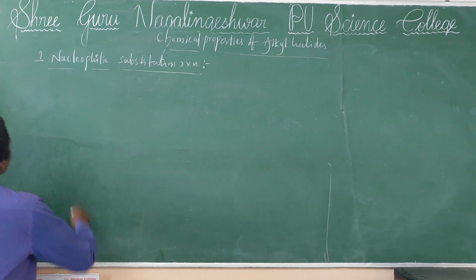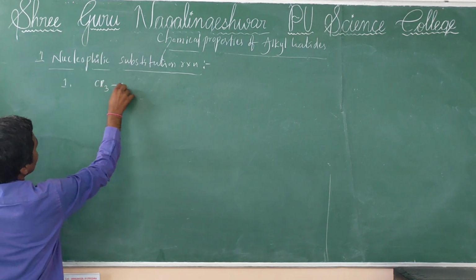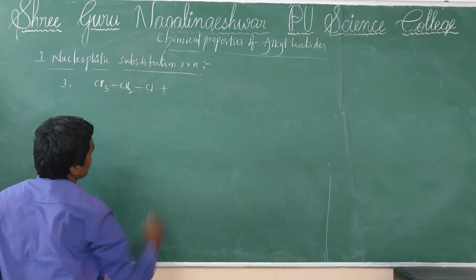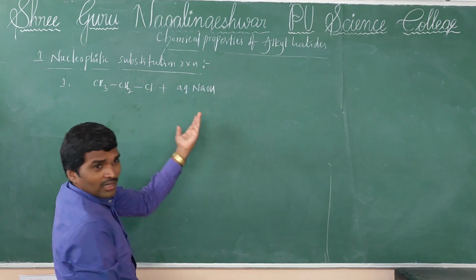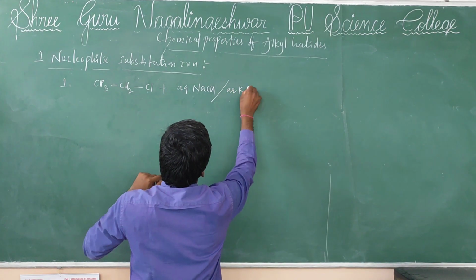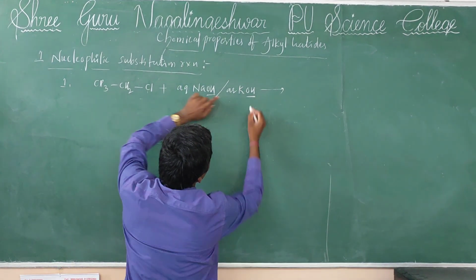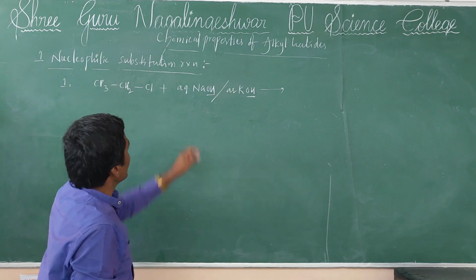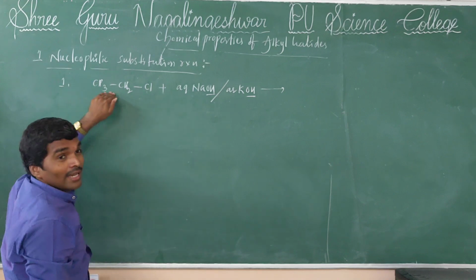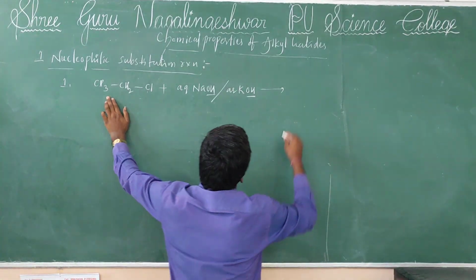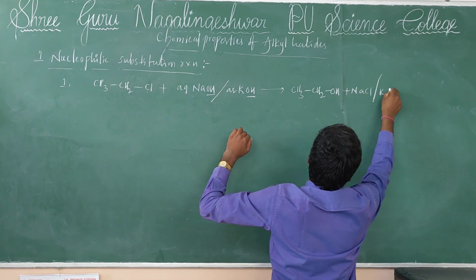Okay. First, for nucleophilic substitution reaction, I am taking one example: ethyl chloride. Ethyl chloride reacts with aqueous NaOH. Otherwise, you can take aqueous KOH. In aqueous NaOH or KOH, OH can act as a nucleophile. This nucleophile substitutes the chlorine from the alkyl group. So then formation of CH3CH2OH plus NaCl or KCl.